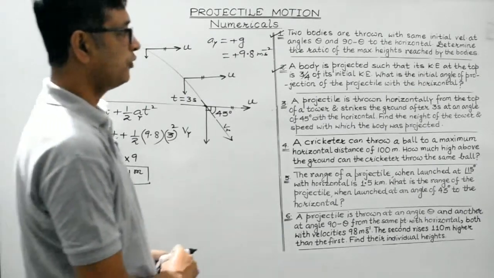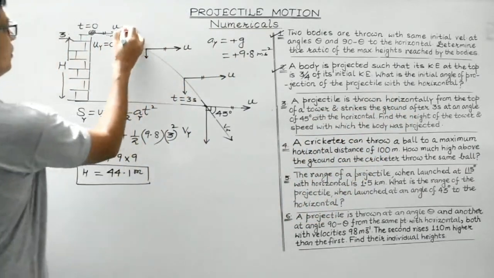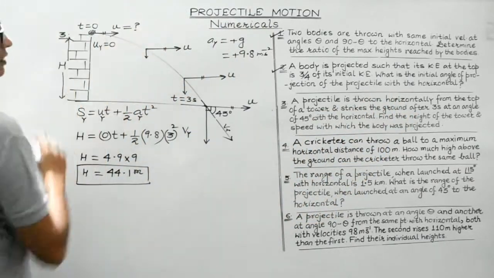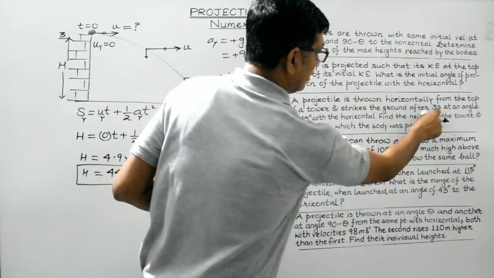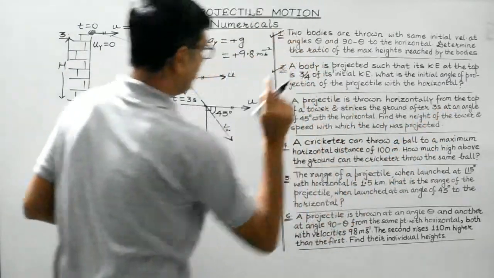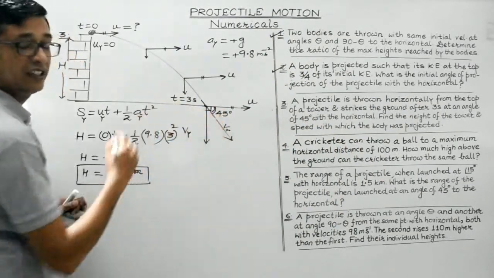Now we are supposed to find out the velocity with which the body was projected. U is to be found. And students, again make use of the information given. The body strikes at an angle of 45 degree with the horizontal. This angle is given, 45 degree. This angle is 90 degree.